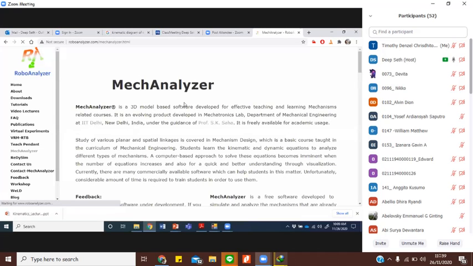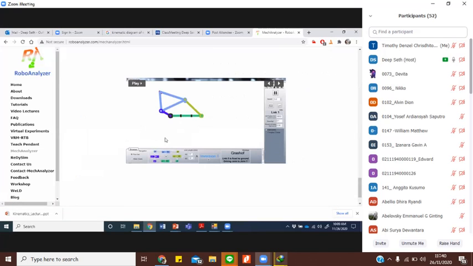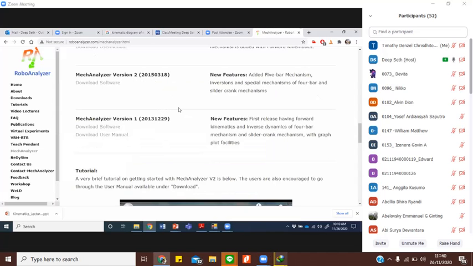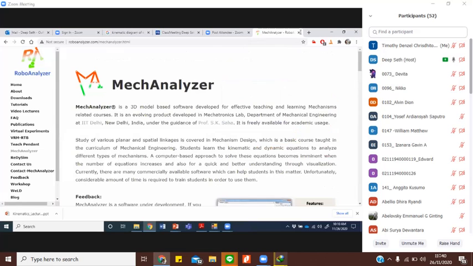Your institute is a very good institute, and IIT Delhi in India, under Professor S.K. Saha, this software has been made. It's for student and teaching purposes only, not for commercial purposes. This is very good to understand various mechanisms and see how they work. So please try and have hands-on experience with this Mec Analyzer, and I hope it will help you understand various mechanisms and the subject very easily.